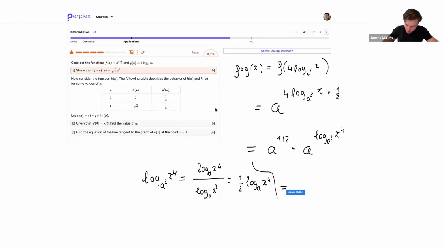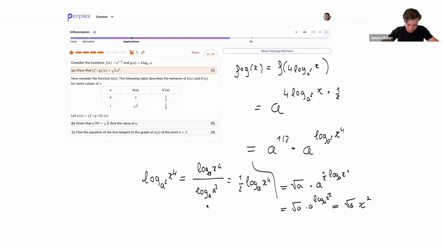This all becomes equal to root of a times a to the half of log base a of x to the 4, or in other words, root a times a to the log base a of x squared. But now, a to the power of log base a is just whatever goes inside the log, so this becomes root a times x squared, as desired. So that answers part A. Check if there are any questions about that.